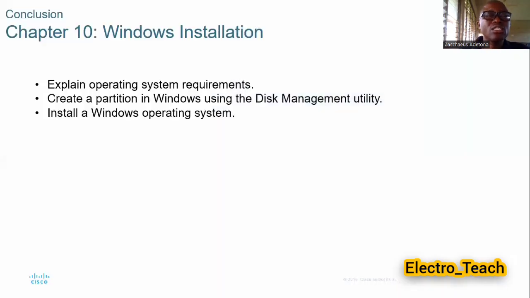So that is the installation of Windows that we've come to learn. We have learned a lot in this chapter. We've explained operating system requirements. We've discussed how to create a partition in Windows using the disk management utility. And we have also learned how to install a Windows operating system, the steps involved, the partitioning, and so on and so forth.